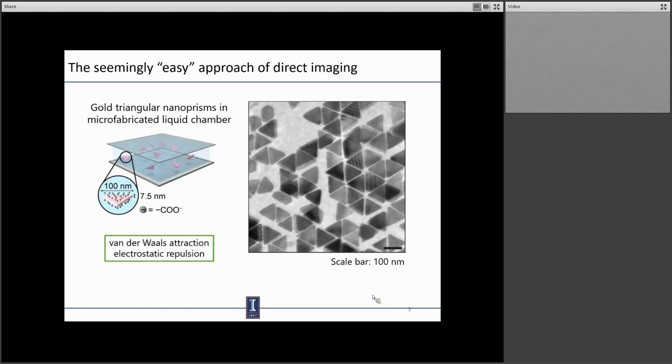Our first system is charged gold triangular nanoprisms, as shown here. The length is about 100 nanometers and the thickness is about 7 nanometers. The surface is coated with charged thiols, so when they're dispersed in water, they interact by van der Waals attraction and electrostatic repulsion. There are two reasons I chose to study them.